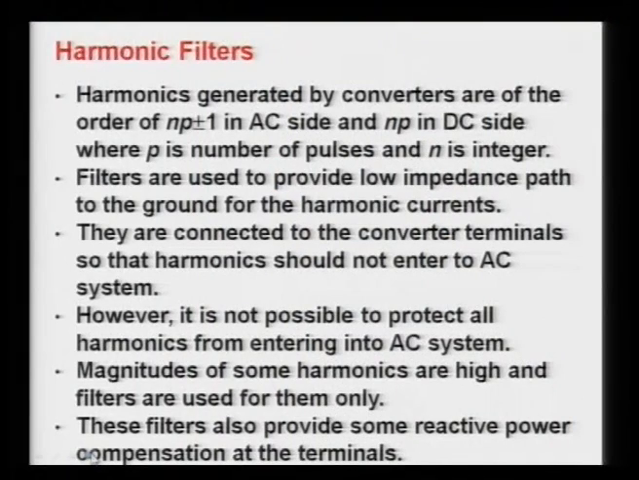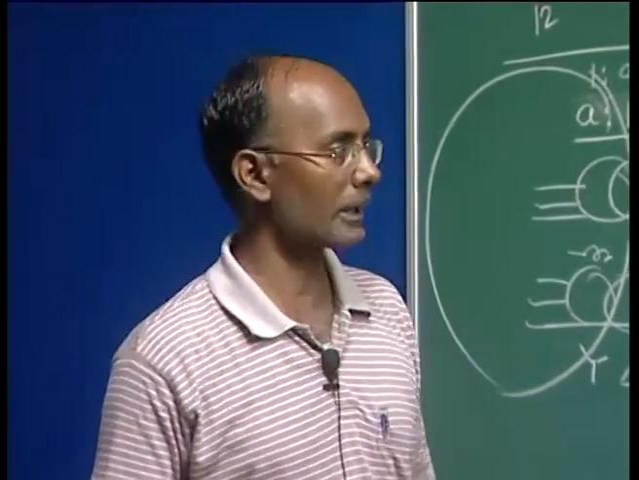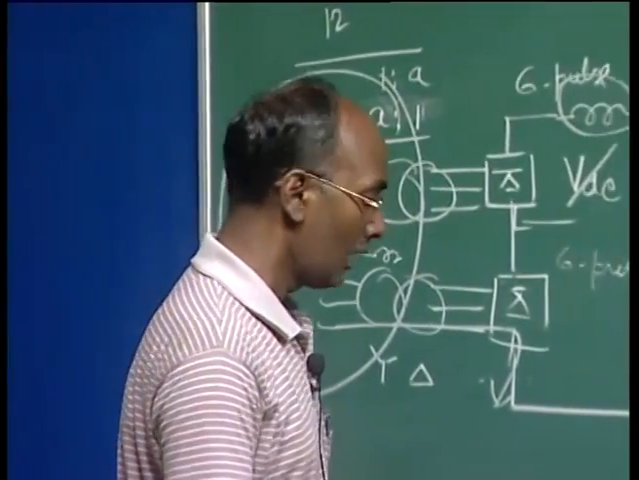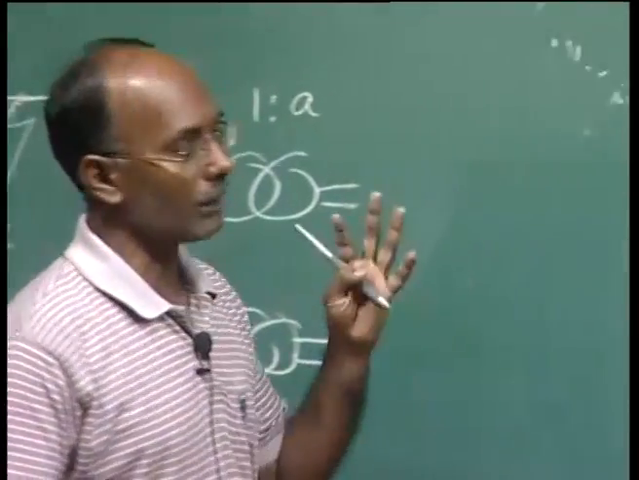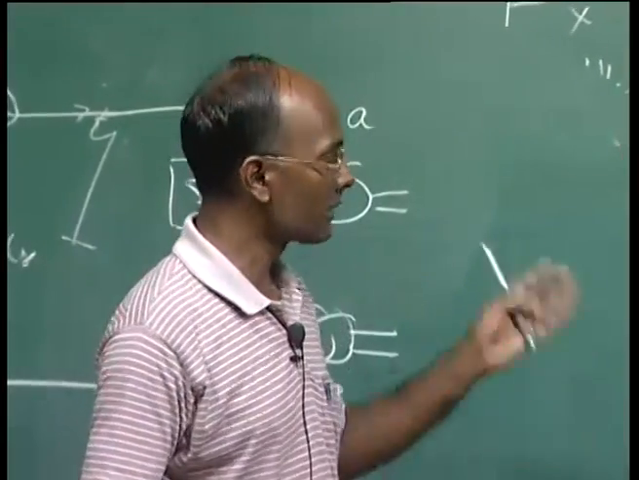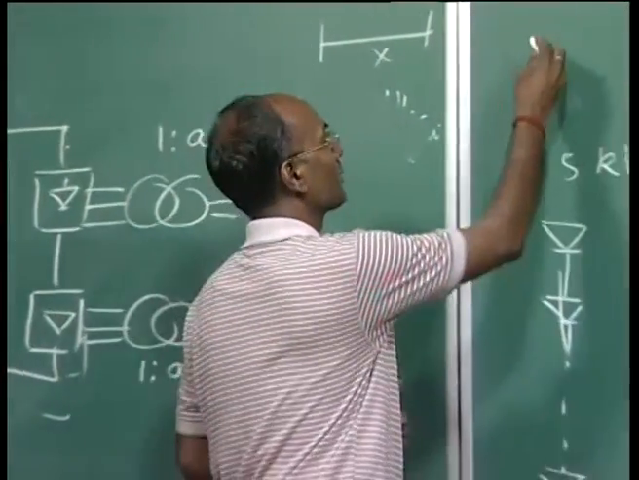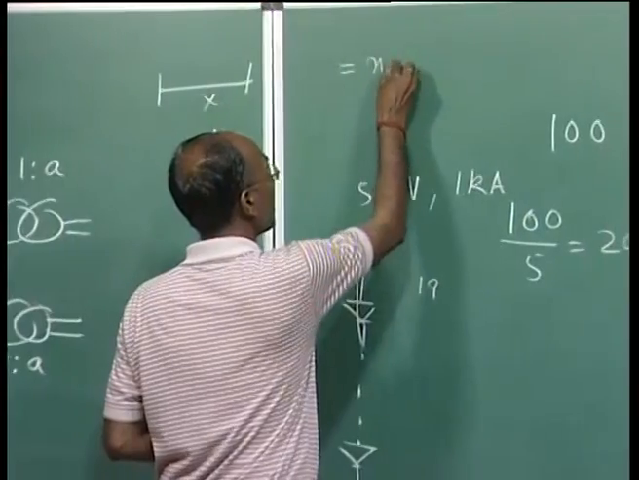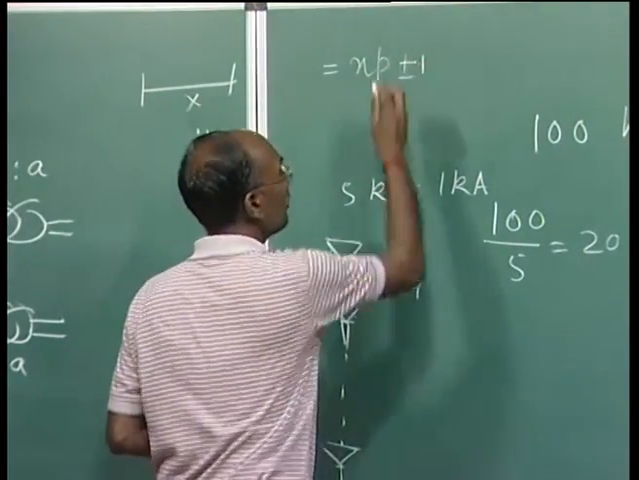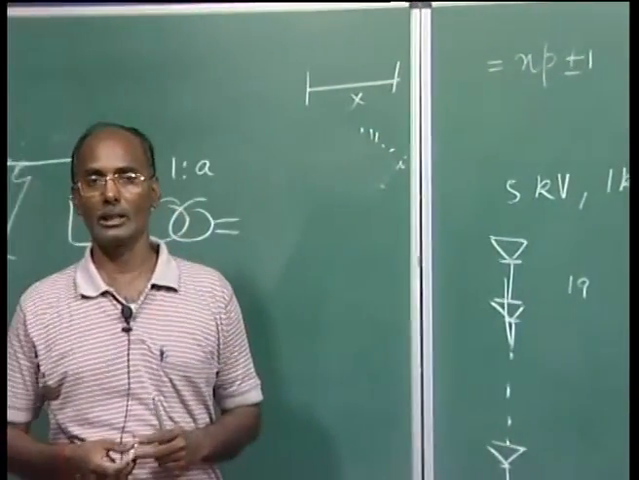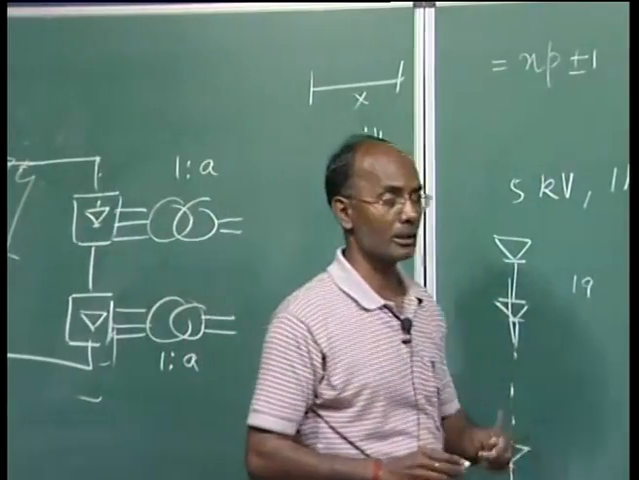Now another component that we will see is harmonic filters. Even though we can go for various types of pulse width modulated control, we still cannot avoid harmonics generation by the converter circuit. It will generate harmonics in the system if you are using conventional thyristors, and we will analyze that the characteristic harmonics will be np plus minus 1, where n is an integer and p is the number of pulses.